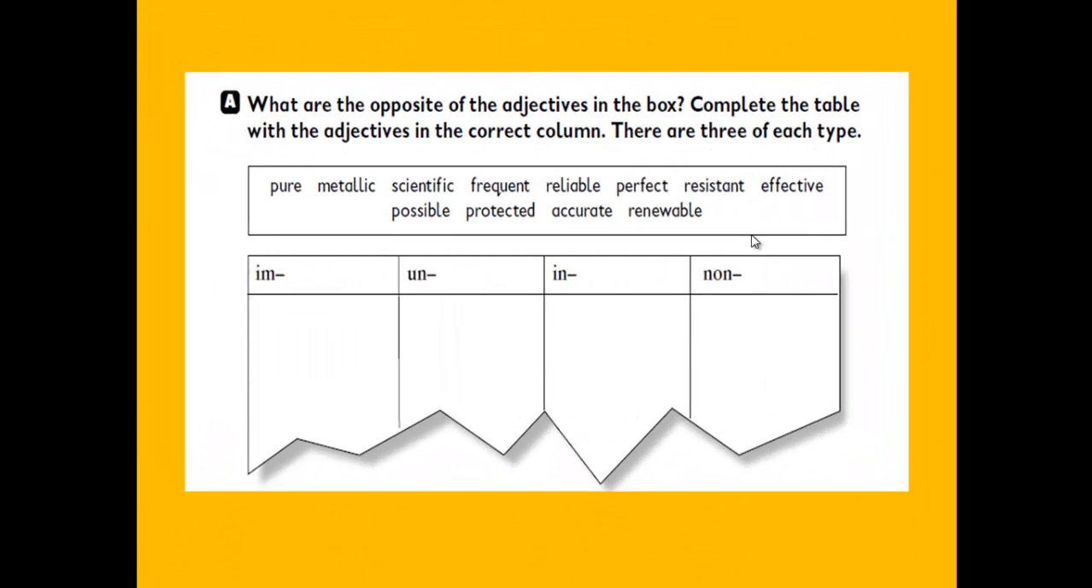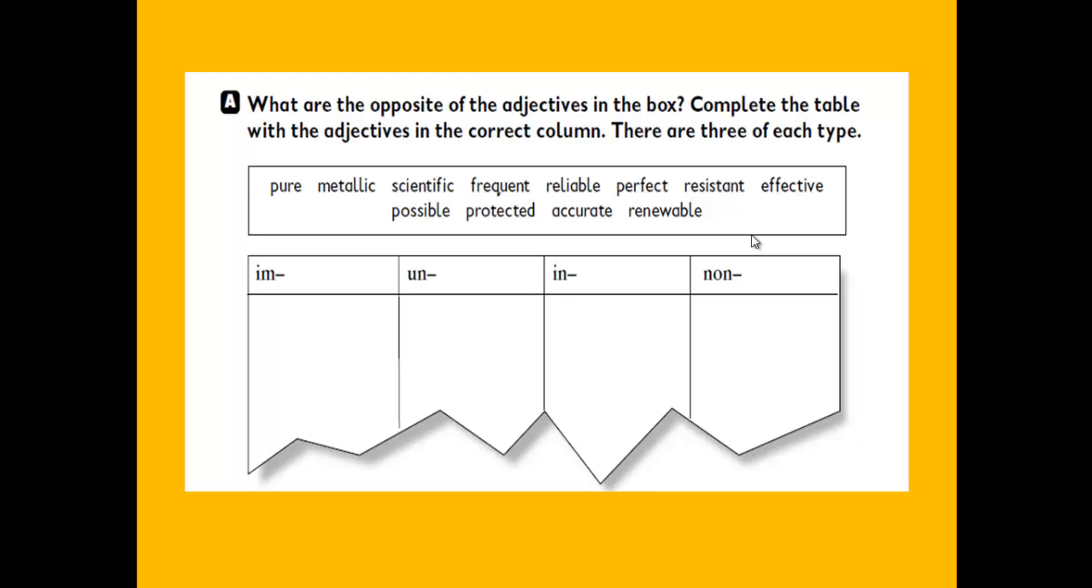Now let's move to our workbook, page 52, to do some exercises. Exercise A. What are the opposites of the adjectives in the books? Complete the table with the adjectives in the correct column. There are 3 of each type. In the books we have pure, metallic, scientific, frequent, reliable, perfect, resistant, effective, possible, protected, accurate, renewable.